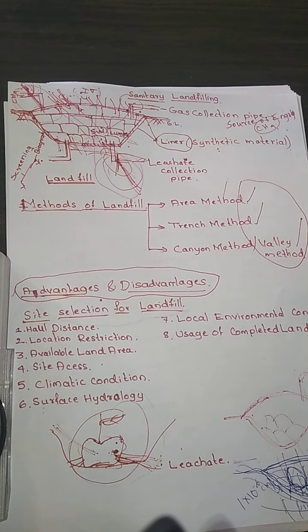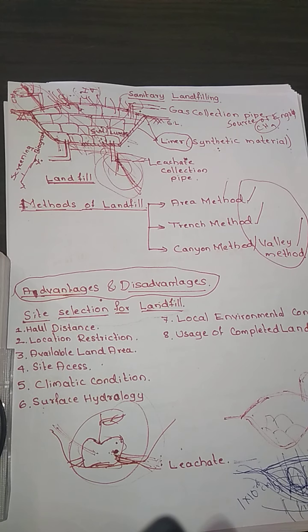Area method is used where the water table is at a shallower depth. Here we will be placing the solid waste onto the surface or a pit, along with having the barrier to it, and we are going to dump it. Wherever the water table is at a shallower depth, the area method is used, and the trench method is used where the water table is at a greater depth.